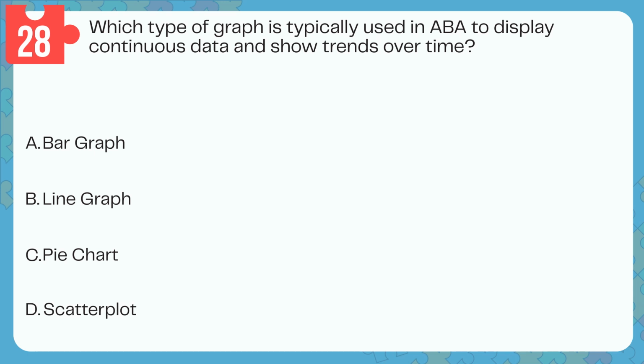Question 28. Which type of graph is typically used in ABA to display continuous data and show trends over time? A. Bar graph. B. Line graph. C. Pie chart. D. Scatter plot.